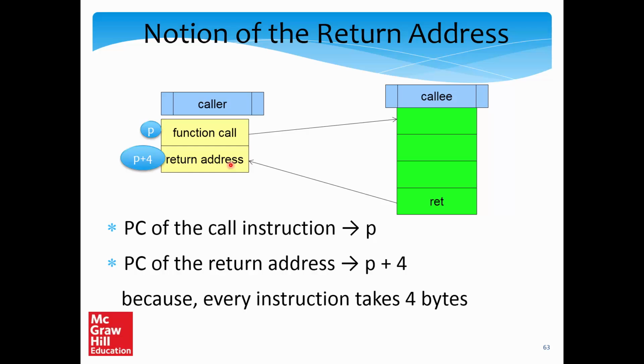Let me expand this example with some more details. Let's assume that the starting address of this function is A. The call instruction will change the value of the PC to A, and we'll start executing this function. The return address is P plus 4, because that is the address of the next instruction. So when I invoke the ret instruction, it sets the program counter, the PC, equal to P plus 4.